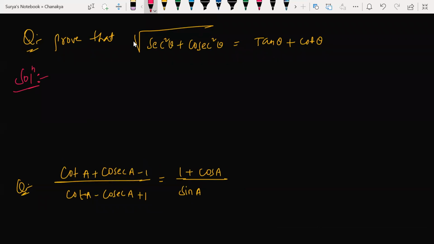Look, as you prove that this is equal to this, we need to prove it in terms of tan and cot. So secant square theta can be written as 1 plus tan square theta, plus cosecant square theta can be written as 1 plus cot square theta, as per the identities. So now 1 plus 1 is 2, plus tan square theta plus cot square theta.